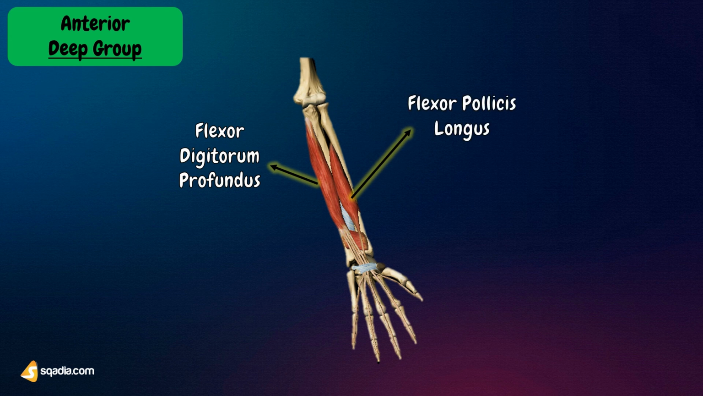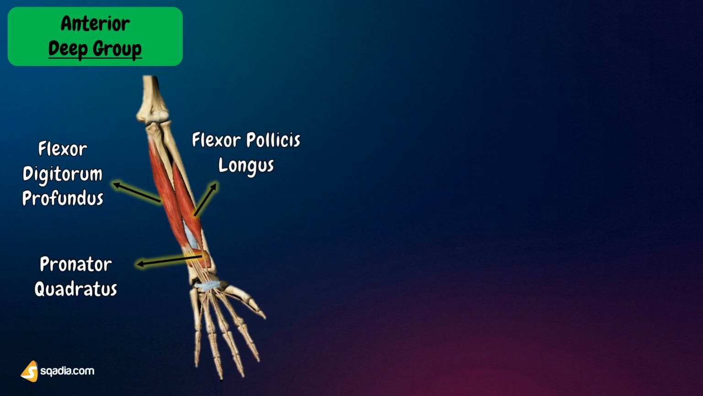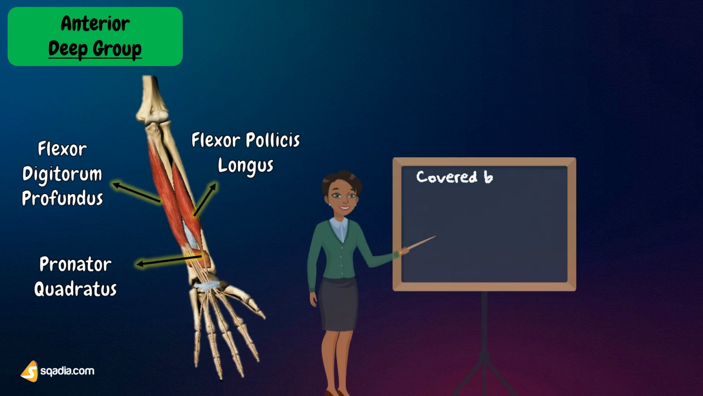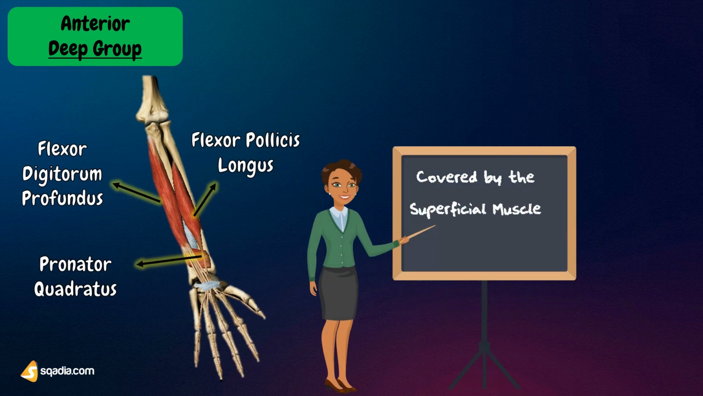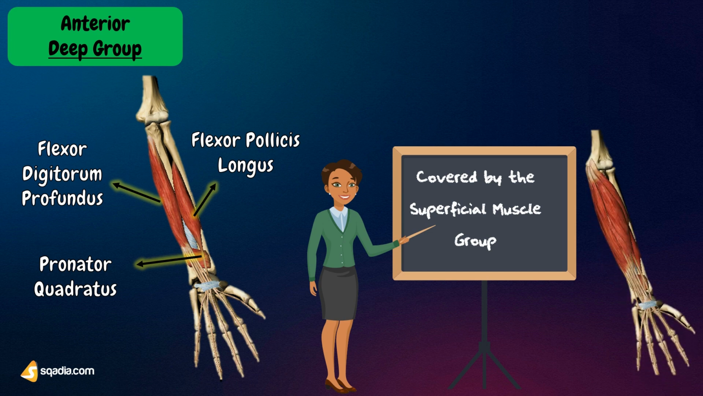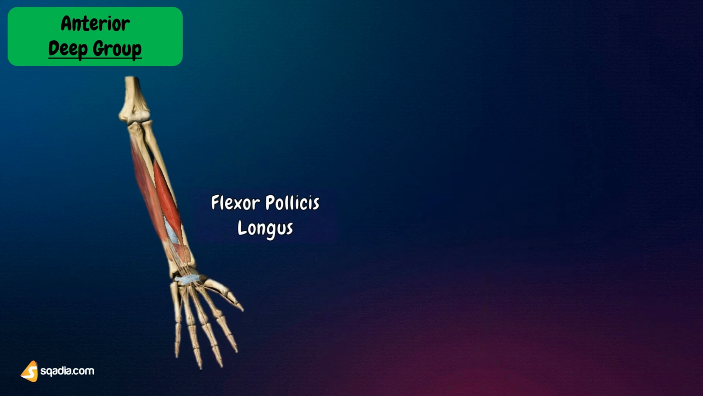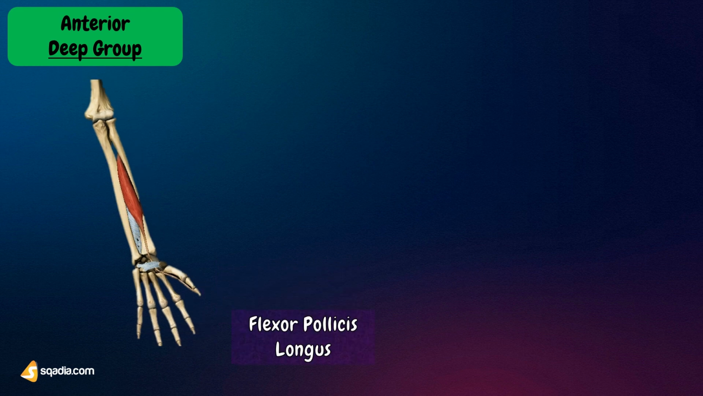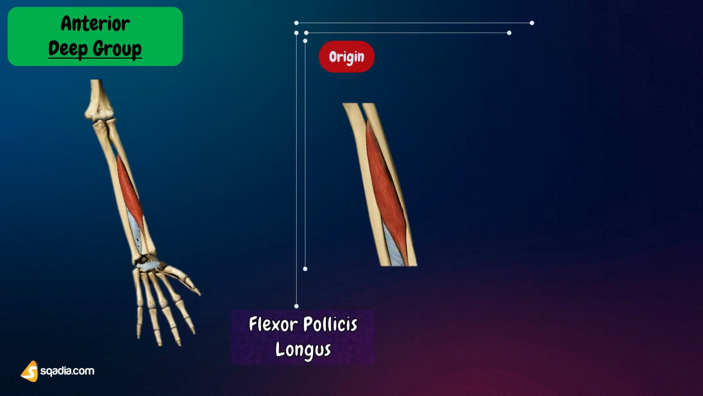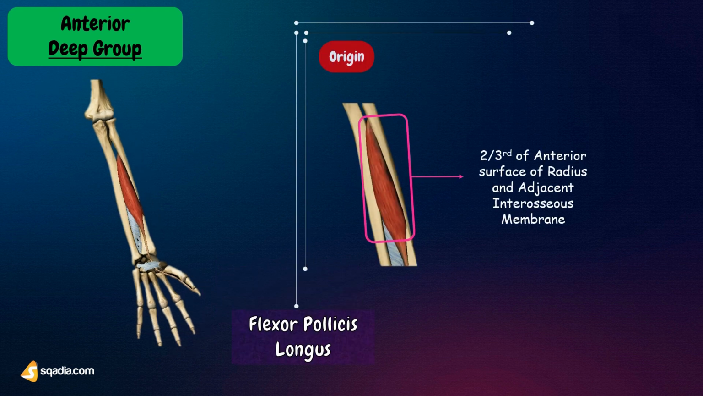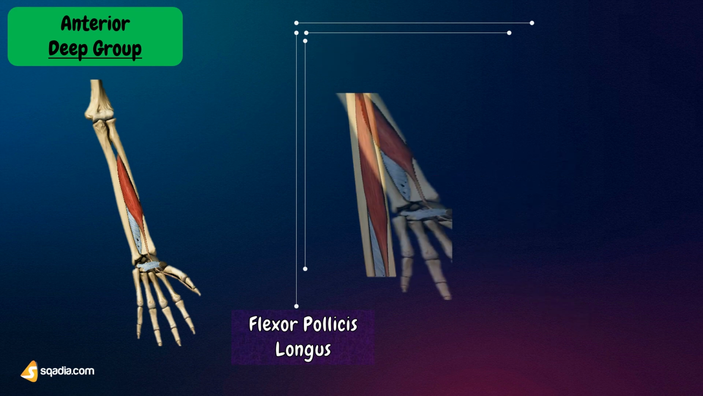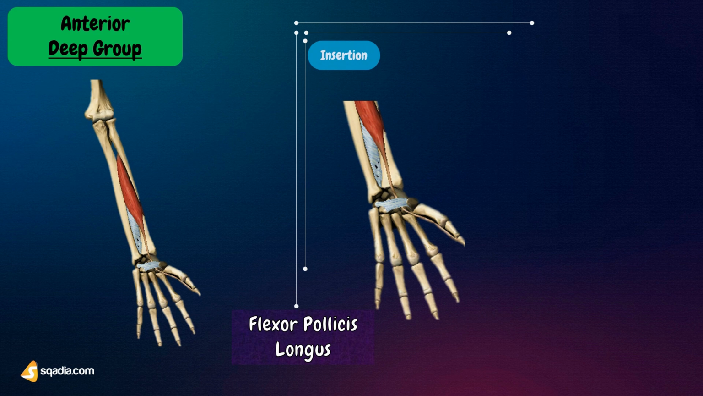First, let's discuss the flexor pollicis longus. It arises from the upper 2/3 of the anterior surface of the shaft of the radius and from the adjacent part of the interosseous membrane. Some fibers arise from the medial border of coronoid process. The muscular belly changes into a tendon through its course. The tendon passes behind the flexor retinaculum and is inserted into the base of the distal phalanx of the thumb.